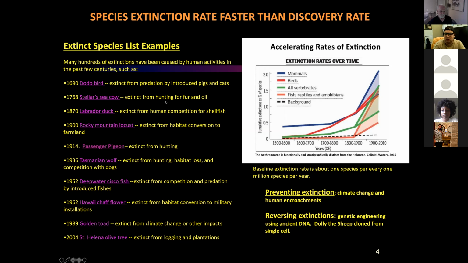The sea cow, extinct because of its fur and oil. The Labrador duck couldn't compete with humans. Humans ate its food.